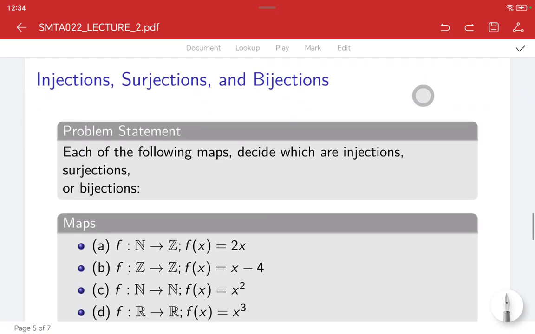Now we come to these injections, surjections, and bijections. We know what bijection is. Bijection is when a function is both surjection and injection, or I can say when a function is both one-to-one and onto. So for injection, who can tell me, is injection one-to-one or onto?